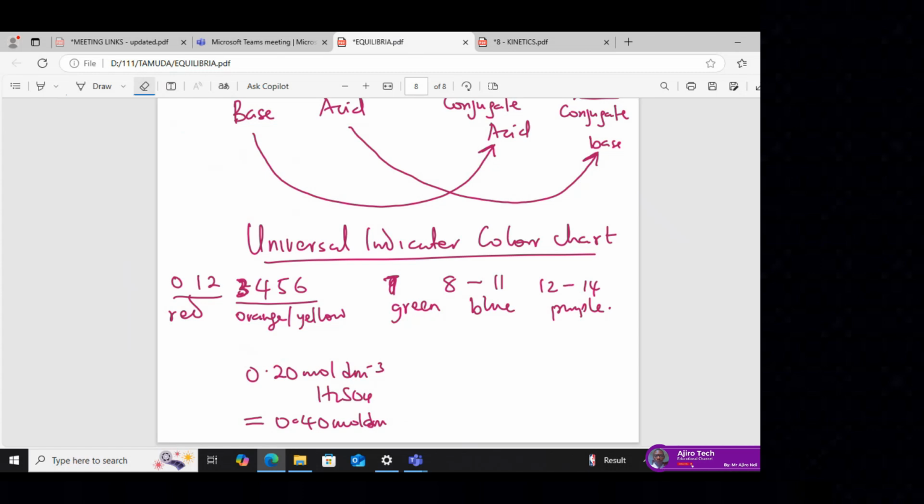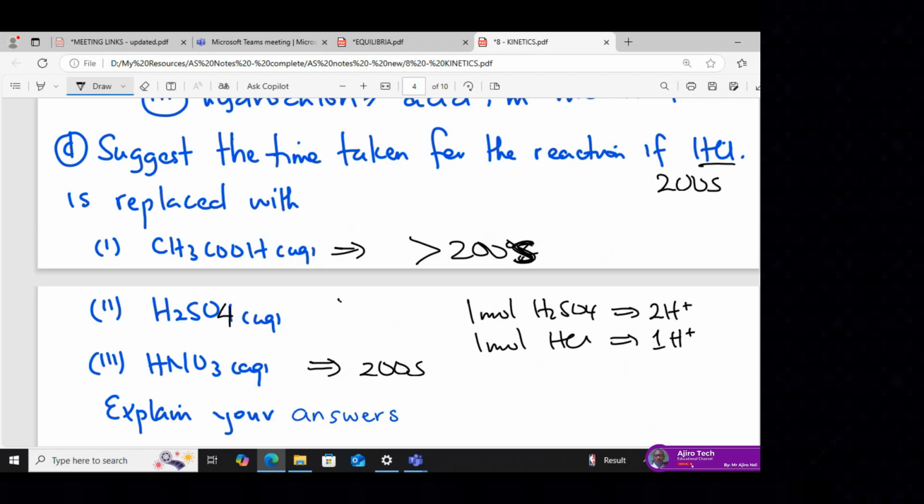Do you agree? For every sulfuric acid, there are 2 moles of acid. But 0.20 mole per dm cube HCl is still 0.20 mole per dm cube H plus. Is that the only change? Yes, sir. So that means if they are the same concentration, sulfuric acid is twice as concentrated in terms of H plus than HCl. You bear that in mind. So use sulfuric acid to be faster, because 1 mole of sulfuric acid contains 2 moles of acid. But HNO3 and HCl are the same thing. They are both strong acids. But the reaction with ethanoic acid will be slow, because it's a weak acid. It does not undergo complete dissociation, so the reaction will be slow compared to a strong acid. Is that okay? Yes, sir.